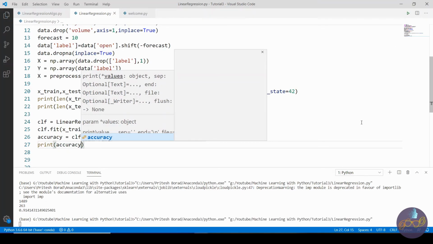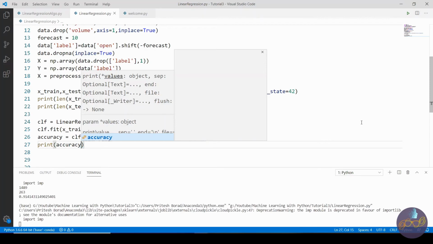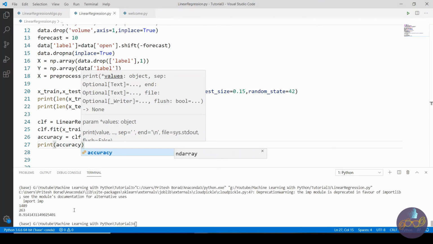It will take too much time for training. Here we go. So the accuracy is around 91.41. It means our model is predicting 9 true values out of 10. It means it is a very good accuracy.